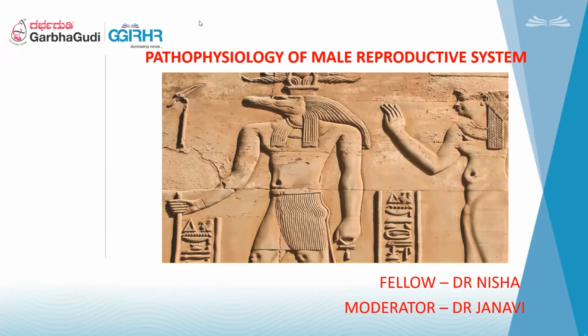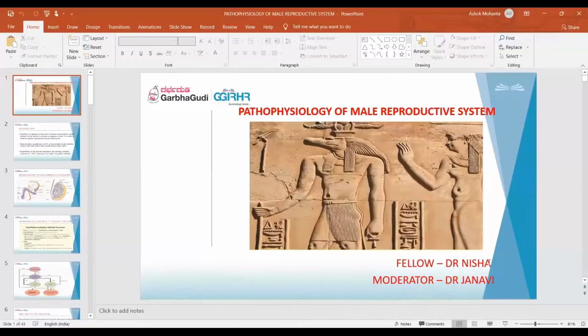Yes, please start. So we'll be discussing the pathophysiology of the male reproductive system today. As we all know, infertility is on the rise, but for the past few decades, female infertility has been given importance, and male infertility has gained importance only in the past 2 to 3 decades. And today we'll be discussing that.